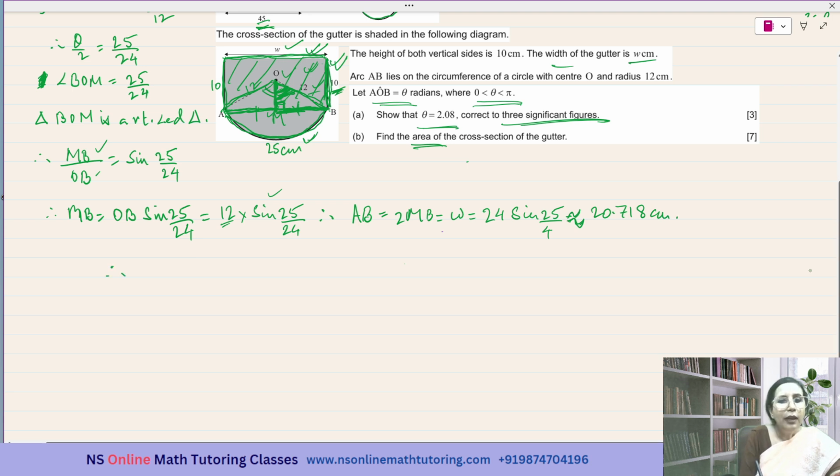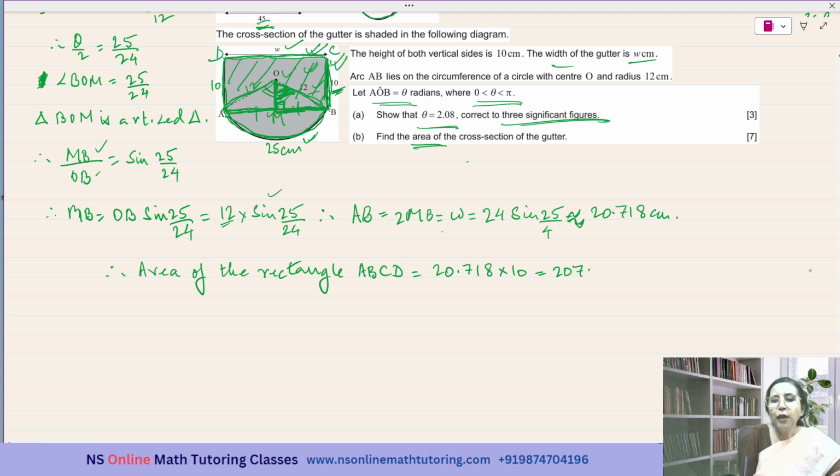Therefore, area of the rectangle, I did not name it, let this be AB, and let these two be C and D. So area of the rectangle ABCD is equal to 20.718 times 10 is equal to 207.18 centimeters square. Okay, or square centimeters.